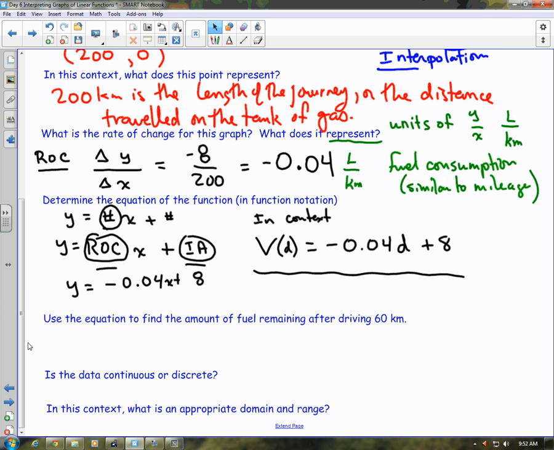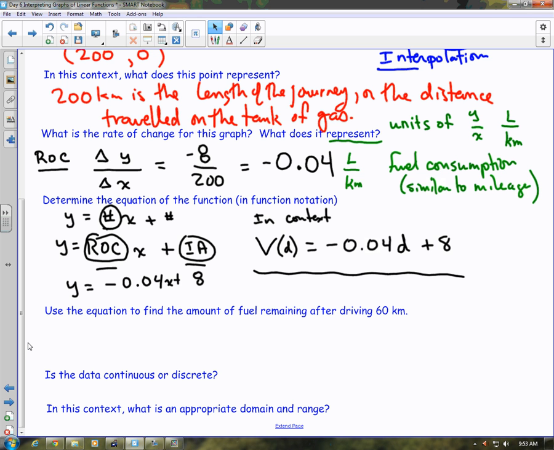All right. Next question down says, use the equation to find the amount of fuel remaining after driving 60 kilometers. So now we can very clearly, very accurately answer that interpolating type of question. Driving 60 kilometers goes in the place of the D, right? The distance driven is 60. So what we're asking for is find V of 60. What's the volume after we've driven 60 kilometers?